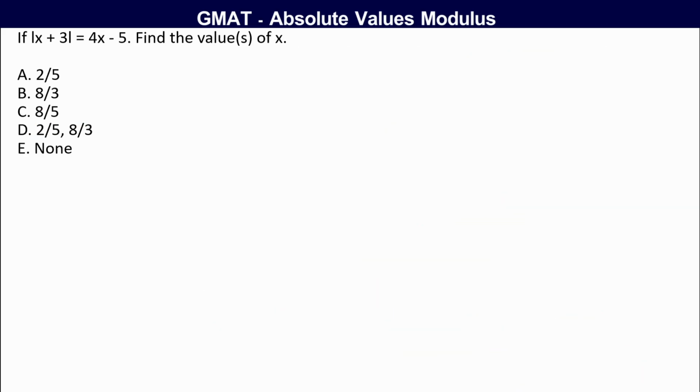Next question, mod of x plus 3 is equal to 4x minus 5. Find the value of x. Okay, it says mod of x plus 3 is equal to 4x minus 5. If x plus 3 is greater than or equal to 0, that means it's a non-negative number, we write it as it is.